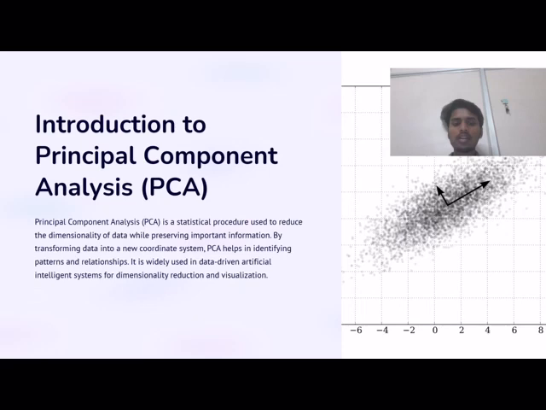AI systems. So applications of this PCA in the data-driven artificial intelligence systems is that it can enhance predictive modeling using clustering techniques and it reduces dimensionality to improve the computational efficiency. And the advantages and the limitations of the PCA.